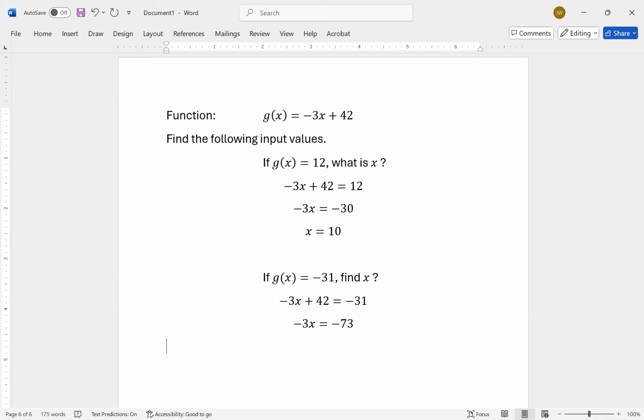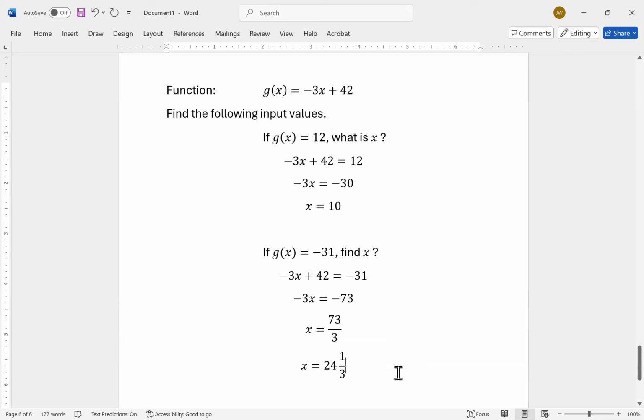Dividing both sides by negative 3 gives me either 24 and a third as a mixed number, or as an improper fraction, 73 over 3. So as an improper fraction, it'd be 73 over 3. As a mixed number, it would be 24 and a third. Doesn't matter which one you write. I tend to use the improper fractions because they're easier to deal with algebraically in most instances.